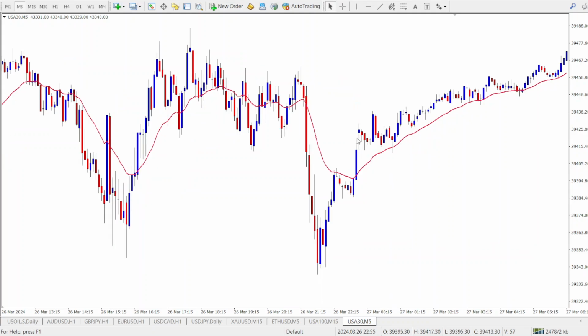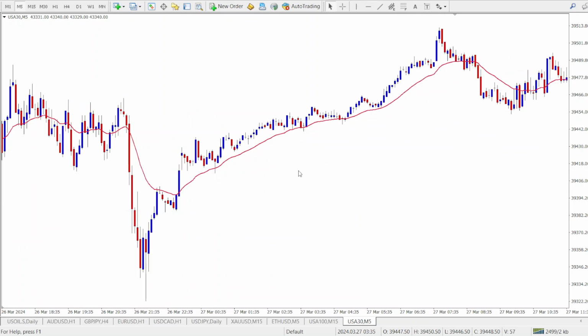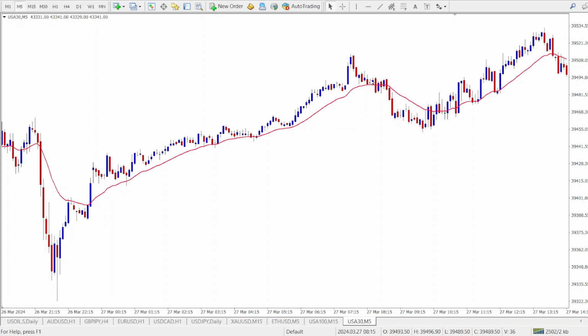When the price crosses above, it is a buy signal. All right, so that is your cue to enter a buy. When you notice the price climbs above the moving average, you can quickly enter a buy, and then just be monitoring. When the price drops below the moving average, then you can exit your buy trade.